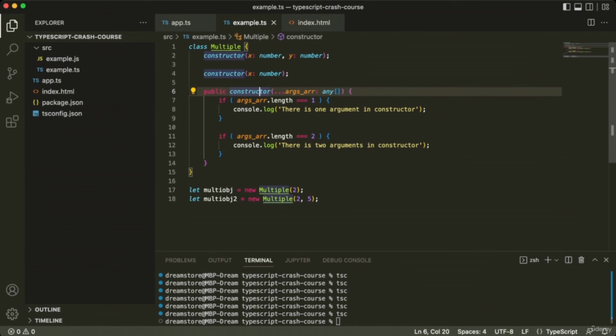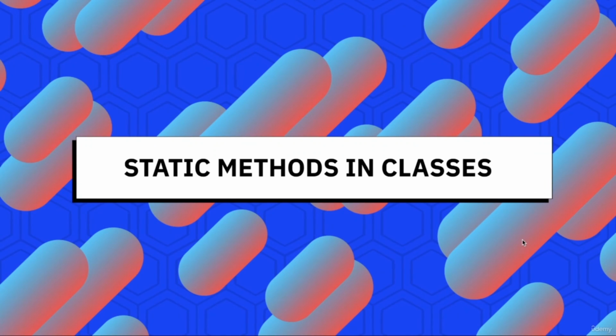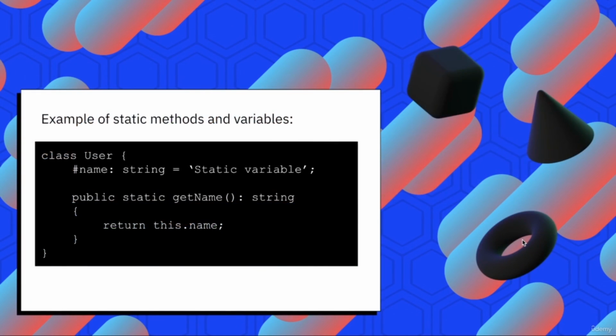And okay, now let's move on to the next topic of this lesson: static methods in classes. You can see on the slide a quite simple example where we're creating a static variable named name, and you need to add a sharp symbol before creating a static variable. And if you want to create a static function, you need to add the static directive after the visibility modifier.